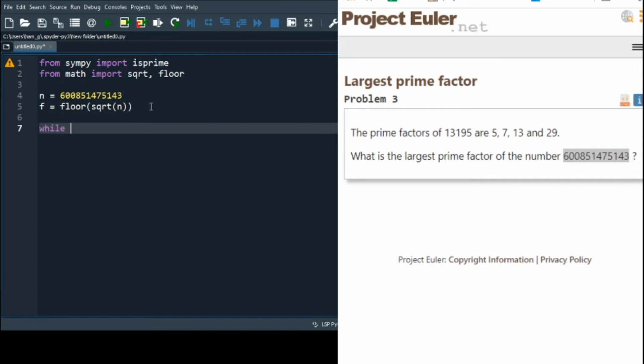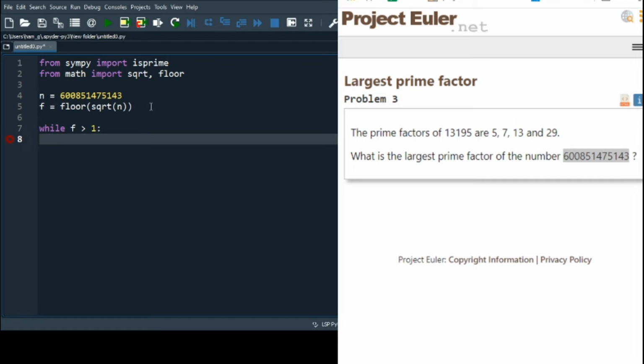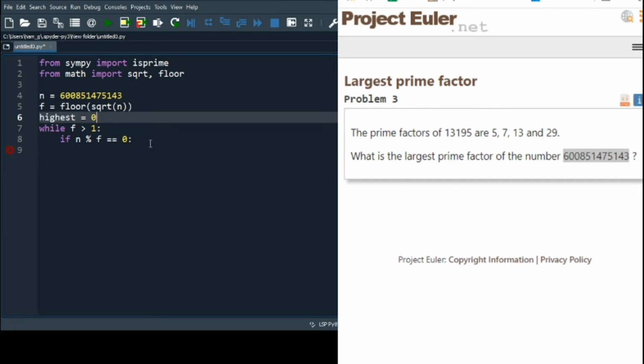So while f is greater than 1, we're going to find factor pairs for n, either one of which could be prime. So how exactly are we going to do this? If n does divide by f, so if n mod f is equal to 0, then we need a variable to store the highest prime factor as well. So highest equals 0 to start with.